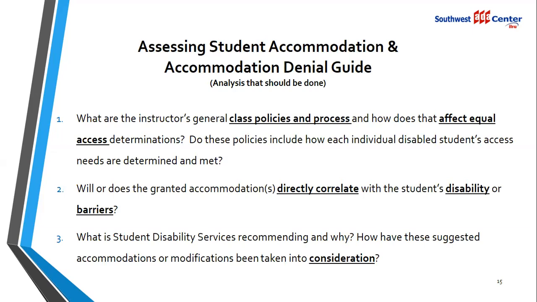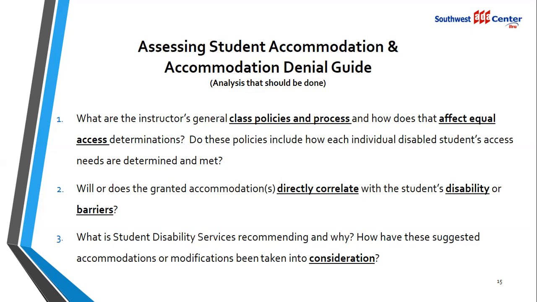So this brings us to assessing student accommodation and accommodation denial guide. Again, you can refer back to Conversations with Faculty. And even though the name of the publication on our website, at the Southwest ADA Center's website, is Conversations with Faculty, and it's slightly geared towards Student Disability Access Office, advocating actually on behalf of the student.